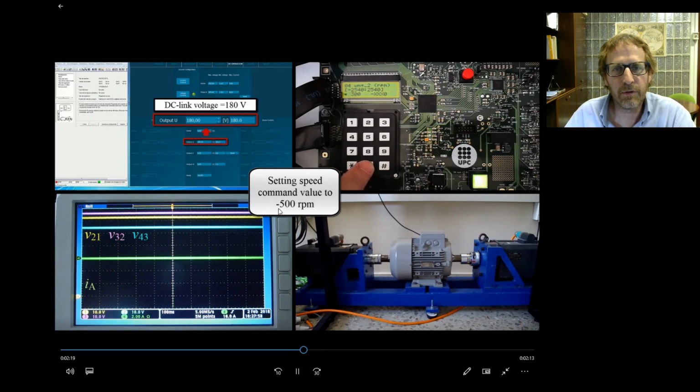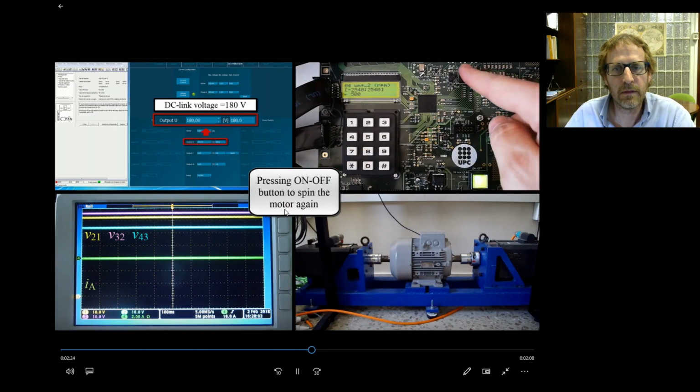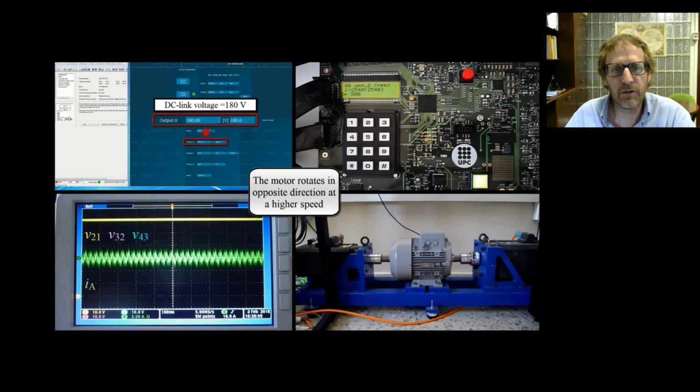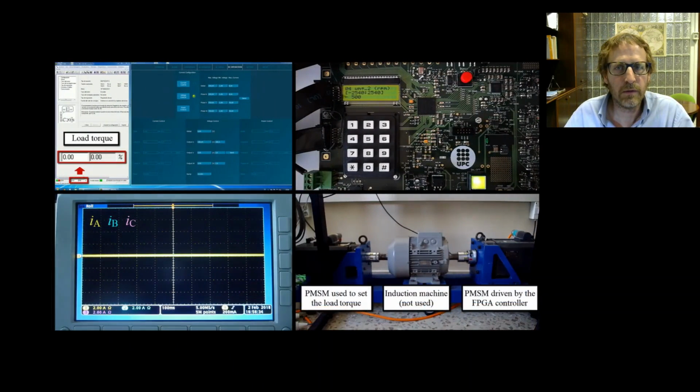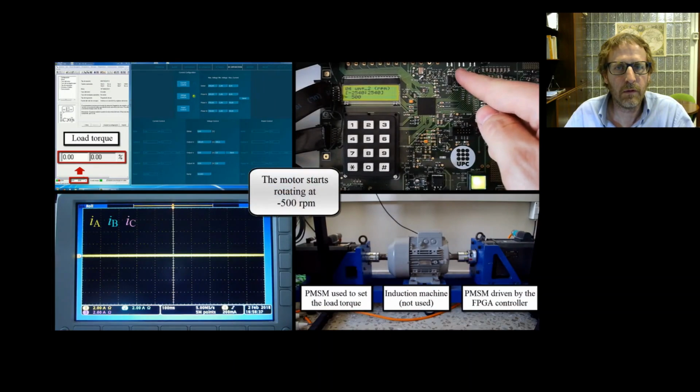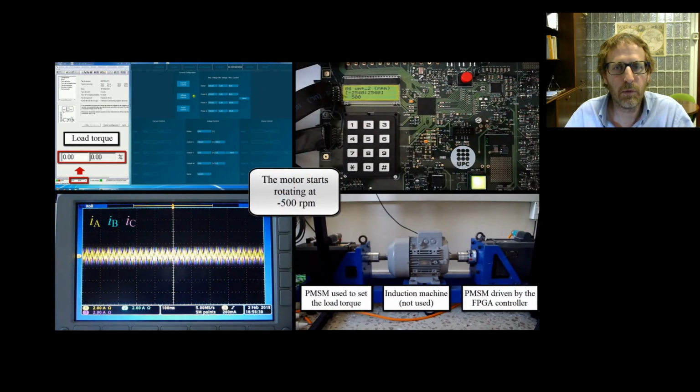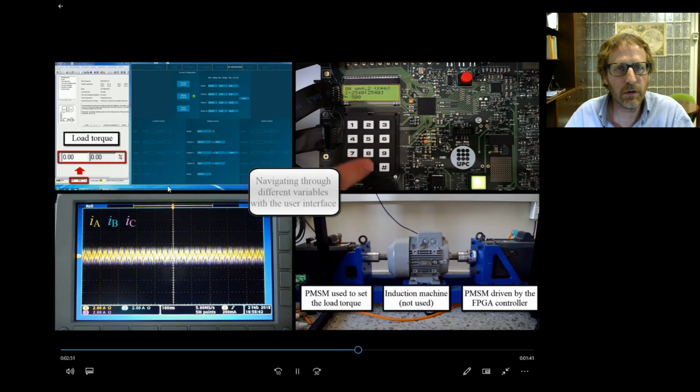Now we will set a reference speed of minus 500 RPM, so the machine will be rotating in the opposite direction. And then we will do some other tests where we will vary the load torque, and then we will produce a change in the rotation direction. First, we will change the load torque. We change it through this screen here.